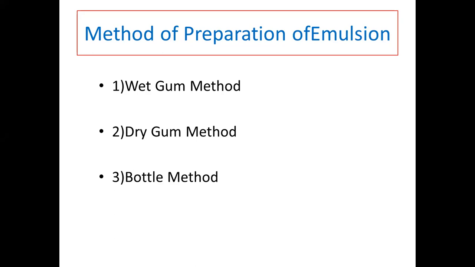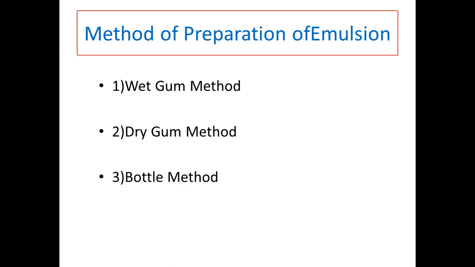So these are the examples. This chart is important. The oil, water, gum ratio is asked as an objective question, so remember this. I repeat again: for fixed oil, the ratio of oil, water, and gum is 4:2:1. If volatile oil, then the ratio is 2:2:1.